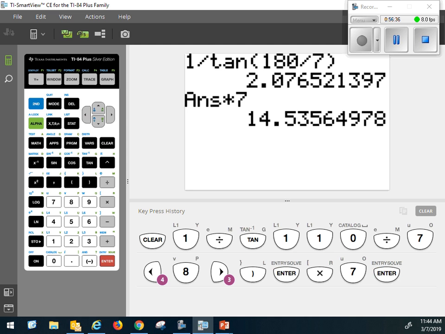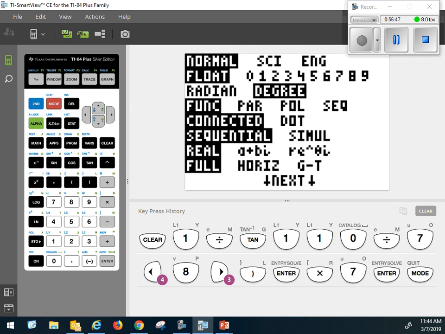It's not terrible. It's just not super quick and easy. All right, and what should we have checked before we ever typed in tangent? If it's in degree mode. So make sure your calculator was in degree mode, because if not, you wouldn't have got 2 point whatever for A. Okay? Any questions?